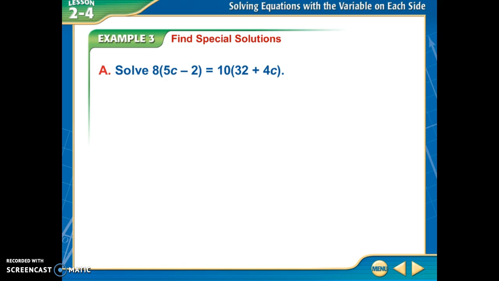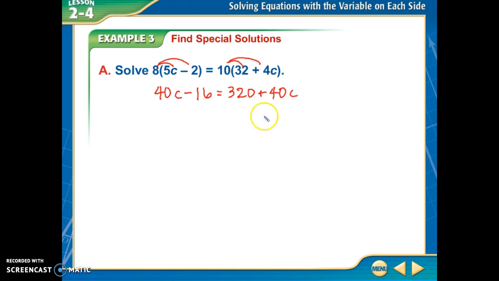Here's another example, but I've got some parentheses. Remember, order of operations says we have to work with parentheses first. So I've got to distribute the 8, and the 10 on the other side. Then I can work with solving for c. If I distribute the 8 on this side, 8 times 5c is 40c. 8 times negative 2 is negative 16. Distribute my 10. 10 times 32, just add my 0, is 320. And 10 times 4c is 40c.